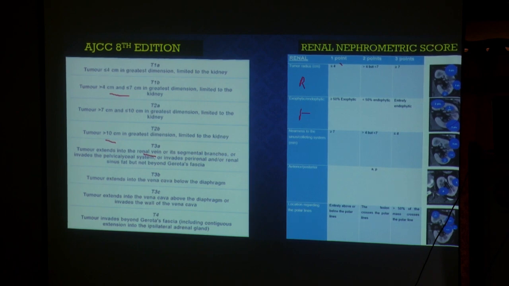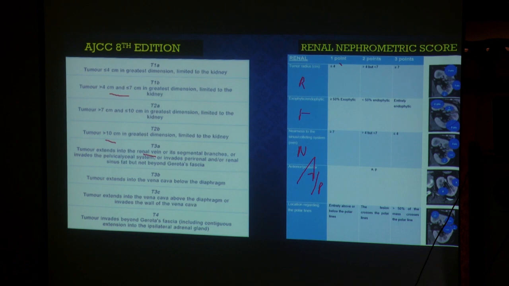The third factor is the nearness to the collecting system, that is N. If it is more than 7 mm away from the renal collecting system, you can give 1 point. If it is between 4 to 7 mm, you have to give 2 points. And if it is less than 4 mm, you have to give 3 points. The fourth one is whether anterior or posterior. There is no scoring for that. It is just to mention the location of the tumor.